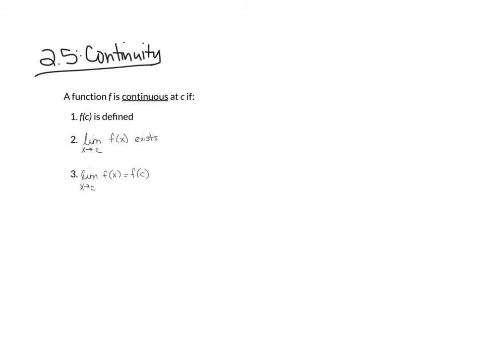First of all, f of c is defined. The second thing, the limit at a point c exists. And the third thing is that those two things are equal.